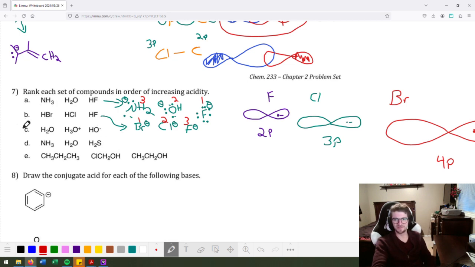I'm not going to bother actually drawing things out for this one, because we've got hydroxide, which is a strong base. We've got water, which is generally neutral, neutral pH, anyways. And we've got H3O plus, which is a strong acid. So I'm going to just leave it to your vivid imaginations as to which one of these is the strongest acid.